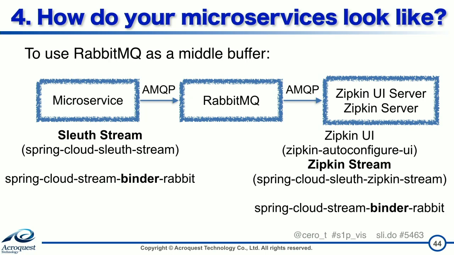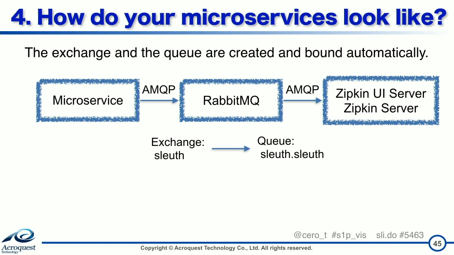I've never tried, but I think Kafka can be used instead of RabbitMQ, with Spring Cloud Stream Binder Kafka. And when you start the microservices or the Zipkin server, RabbitMQ's exchange and queues are automatically created. So all the trace data is shipped to the exchange named sleuth. And the Zipkin server gets the trace data from the queue named sleuth.